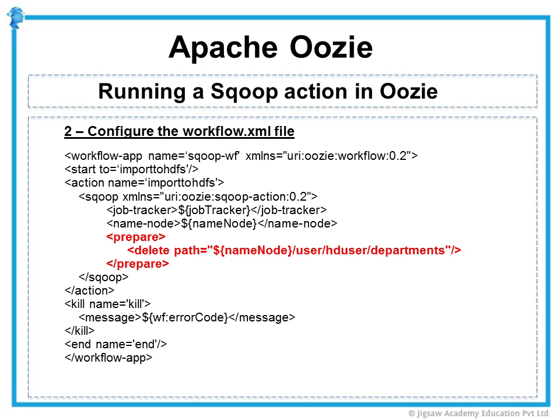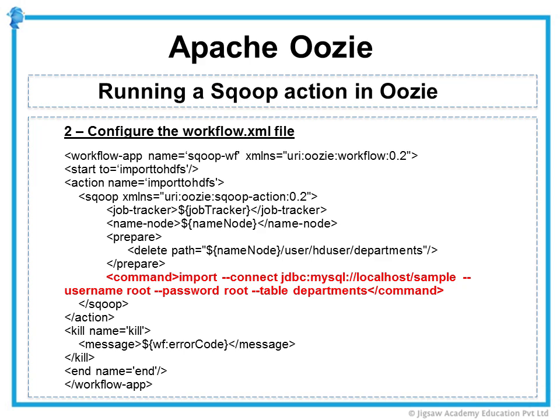Then I'm going to define the Sqoop command that is to be used to run my Sqoop import. So I'm going to use the command element and provide the import command. Here I'm doing a simple import of a table called departments, and I have provided the connection details for my MySQL database.